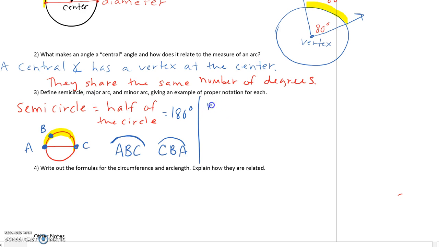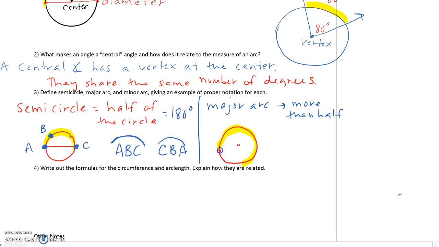A major arc is more than half a circle. So if it came out as 200 degrees, 250 degrees, those are major arcs. Going all the way around the circle, be reminded, is 360 degrees. So for a major arc, it just means I'm going around more than half the circle. So that'd be an example of a major arc.